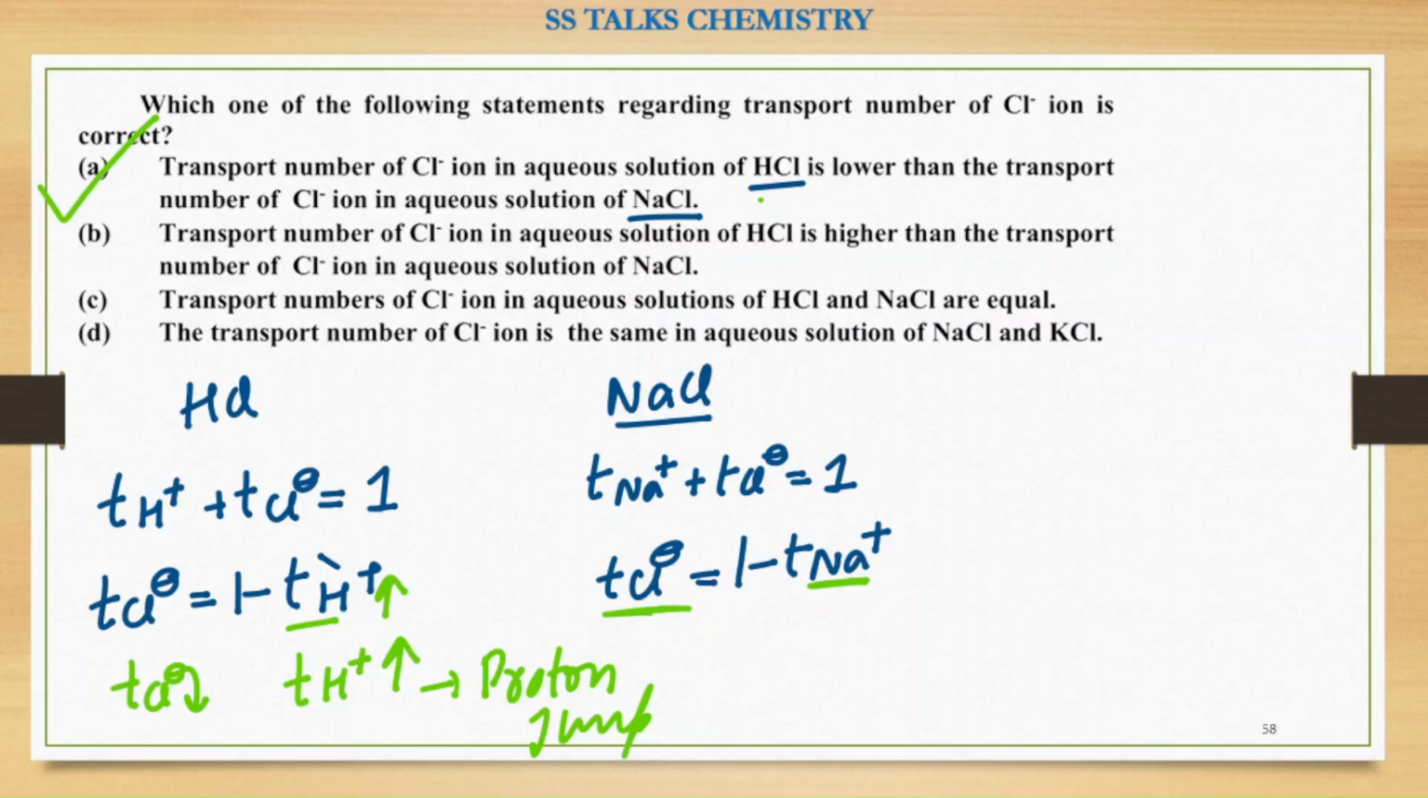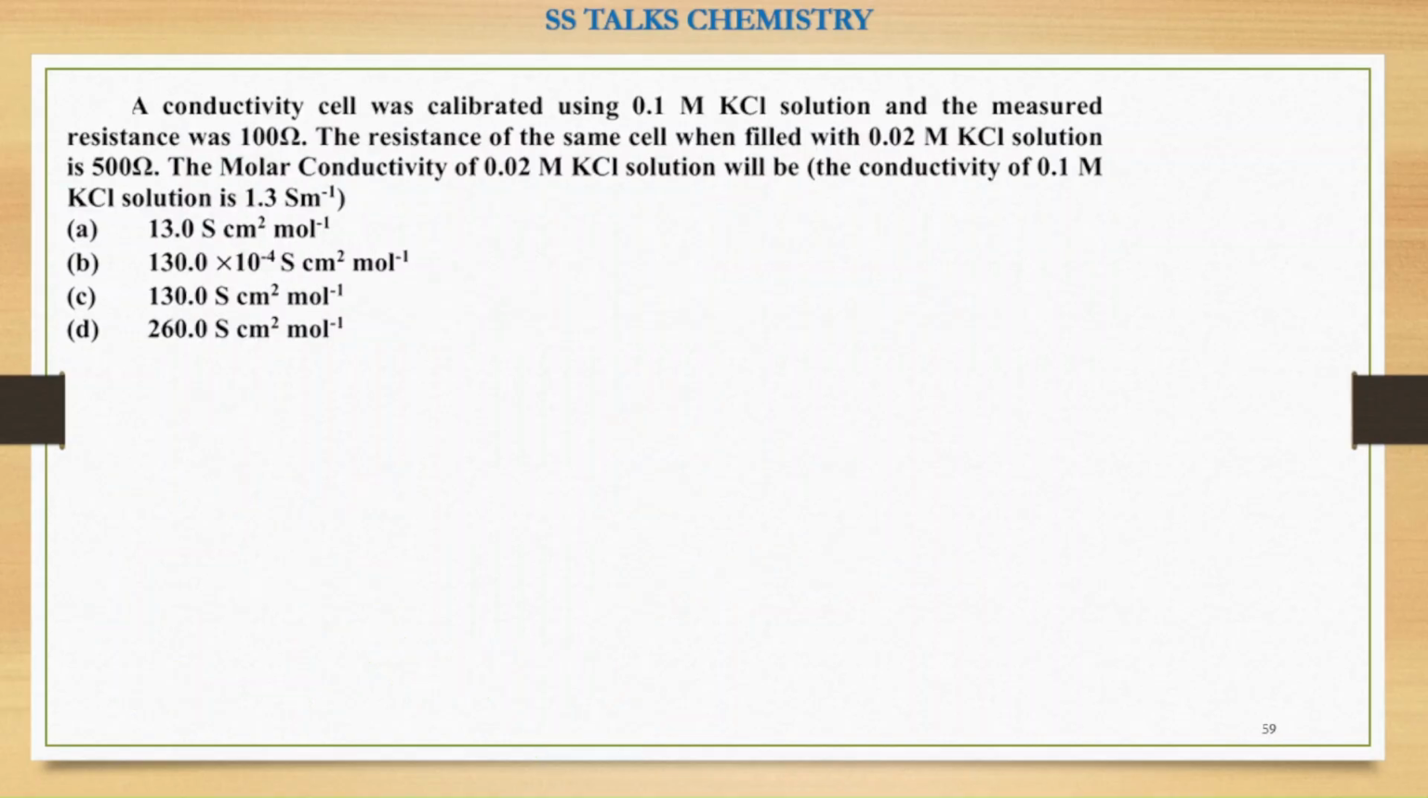Okay, so A is going to be the correct answer in this case. Next, we have another numerical question. The conductivity cell was calibrated using a 0.1 molar KCl solution, and the measured resistance was 100 ohms. The resistance of the same cell, when filled with a different concentration of KCl solution, was given as this many ohms.